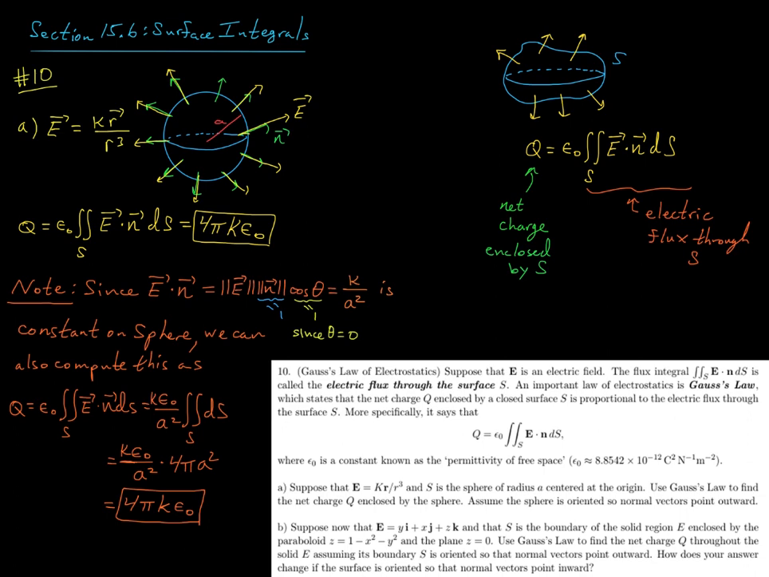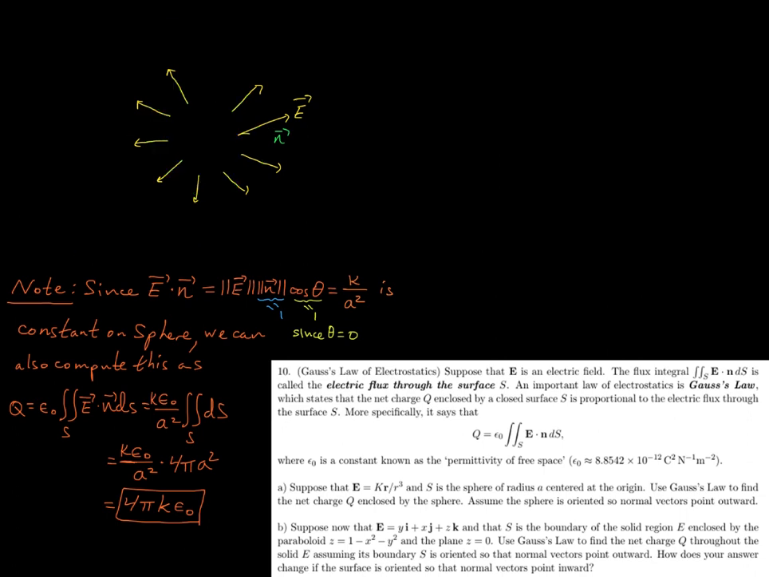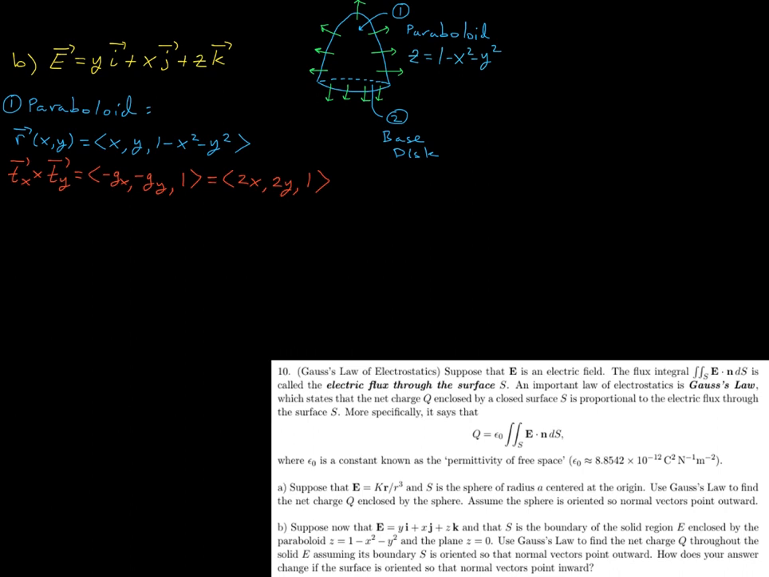All right, so I'm going to make a little space here. Okay, so here is the paraboloid, z equals 1 minus x squared minus y squared. And here is the base of our solid.